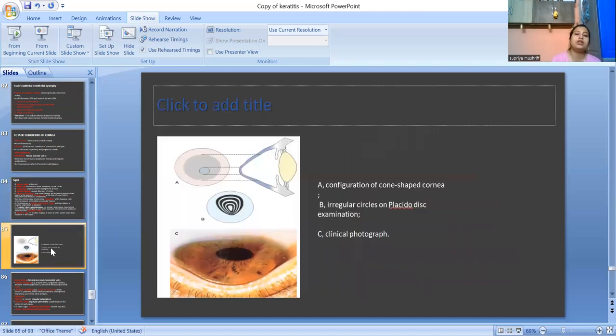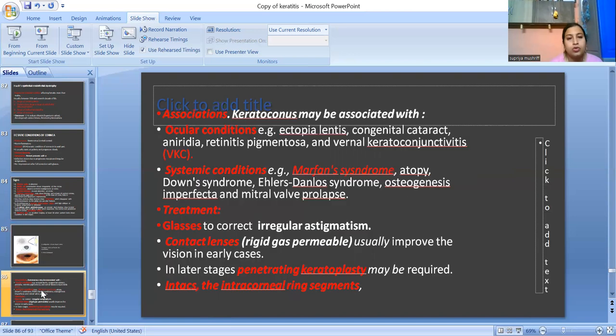Keratoconus is the thinning of the cornea. This is how Placido disc mires appear in keratoconus, and this is the clinical picture of the Munson sign, where there is bulging of the lower lid due to corneal ectasia. This is the characteristic feature of keratoconus.